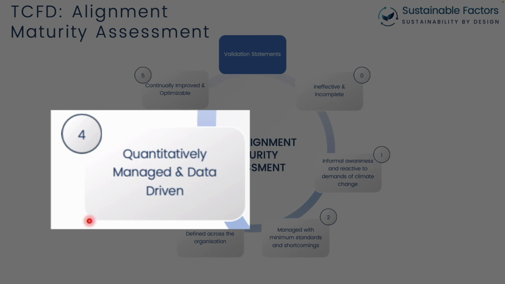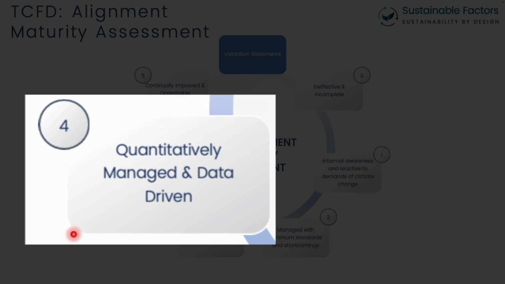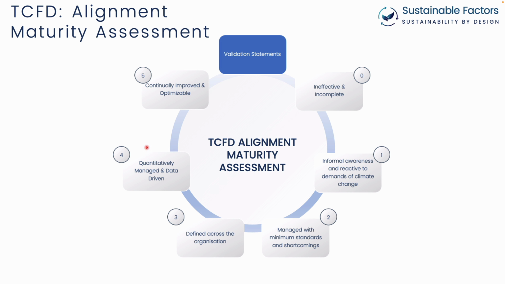Now, level 4 is where you confirm against a statement that tells me not only have your processes and capabilities been defined across the organization, but you use data-driven insights from quantitative metrics and key performance measures. So I would hope that most tier 1 organizations are hitting this level for all validation statements by around 2024. Or maybe even later, but I would hope that this would be the case for most tier 1 organizations out there.